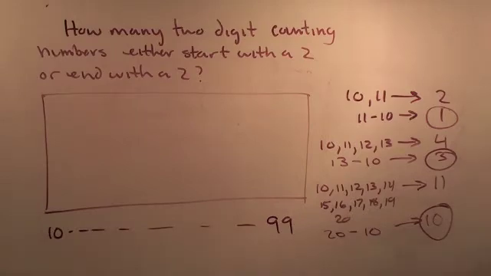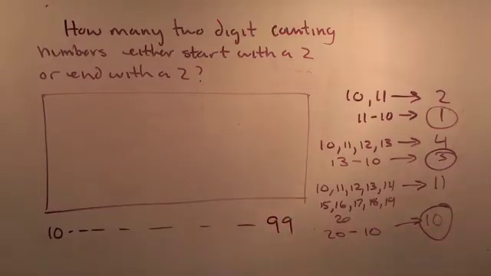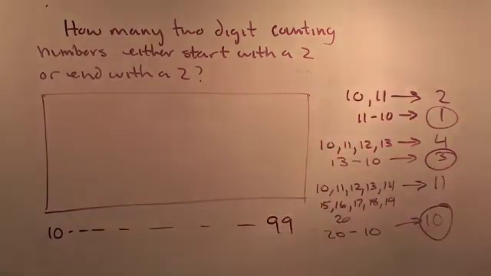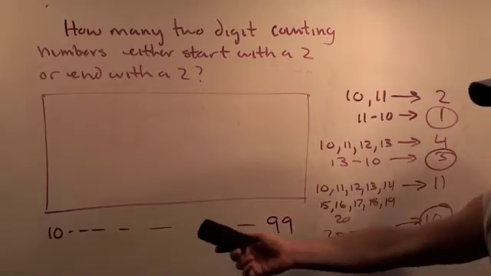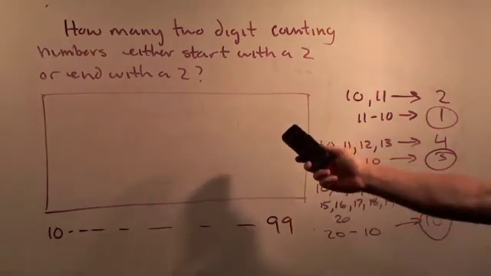Okay. So now we have to figure out how many two-digit numbers go from 10 up to 99. The reason we're going from 10 to 99 is the problem says how many two-digit counting numbers either start with a 2 or end with a 2. So what's the smallest two-digit counting number? 10. What's the largest two-digit counting number? 99. Now we have to figure out how many numbers are in between 10 and 99, counting 10 and 99. So how many numbers are in our box?